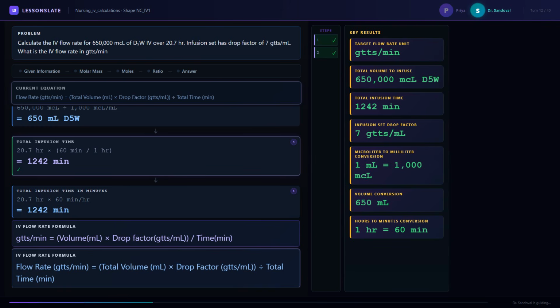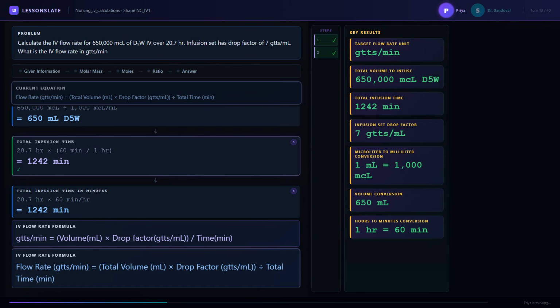By multiplying the total volume in milliliters by the drop factor, you convert the volume into total drops. Then, by dividing by the total time in minutes, you get the rate in drops per minute. Now go ahead and calculate the IV flow rate using the numbers we've found.